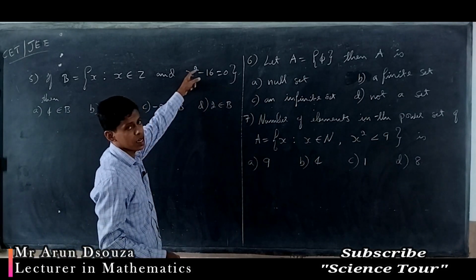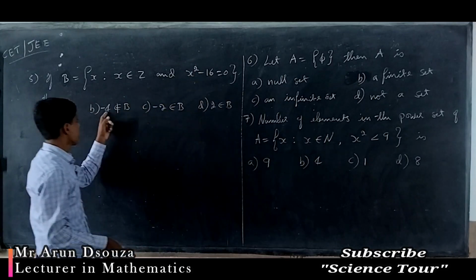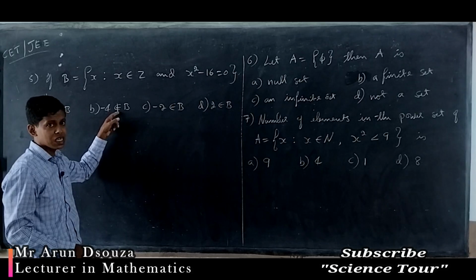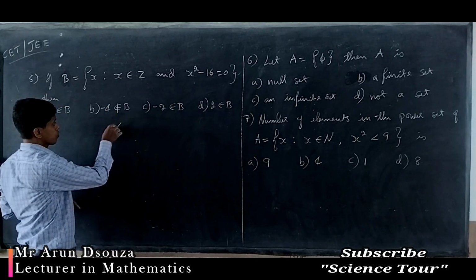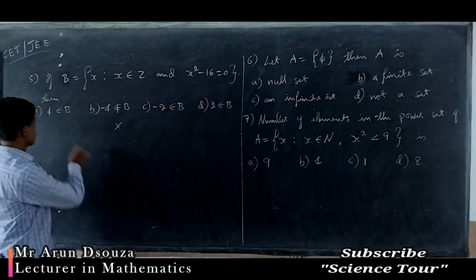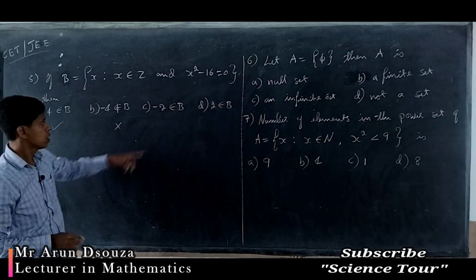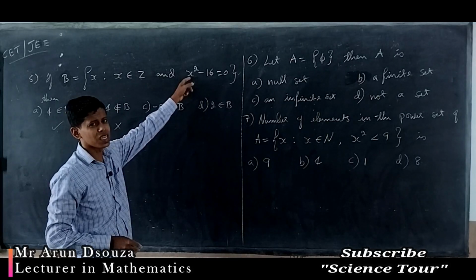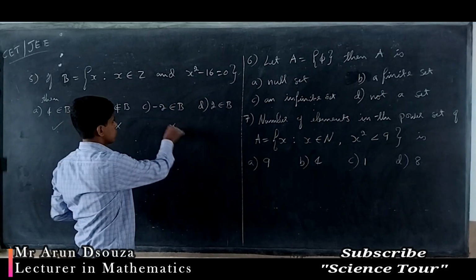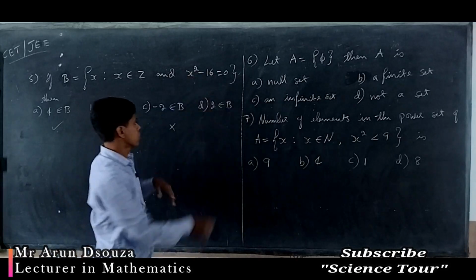Minus 4 whole square is 16, minus 16 is 0. So minus 4 also belongs to B, but here they have given not belongs to B. Therefore this is not true. This is true, correct. Minus 2, can you put minus 2 here? Minus 2 whole square is 4, minus 16 is not 0. Not true. Put 2, 2 square is 4, not true.